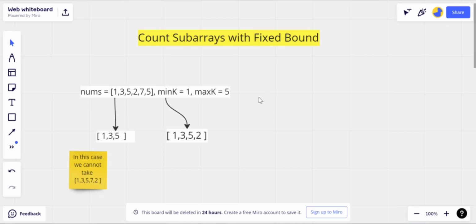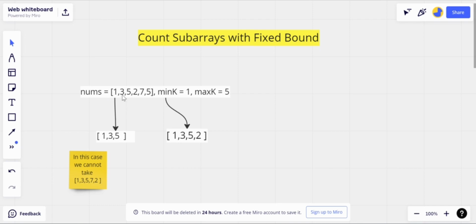So in this video we are going to discuss the Leetcode weekly contest problem, count subarrays with fixed bounds. So what is the problem statement? You are given an array and two integer values min k and max k, and you have to find the number of subarrays whose minimum value is equal to min k and maximum value is equal to max k.